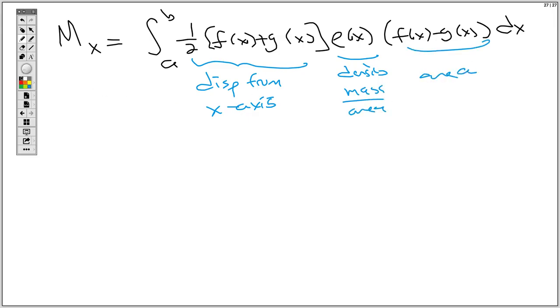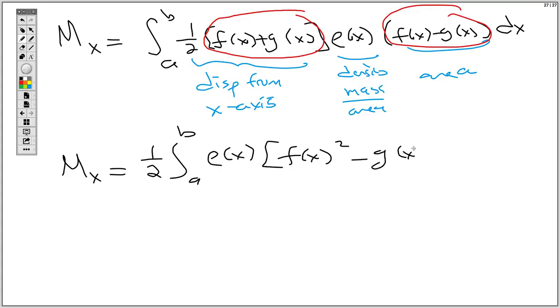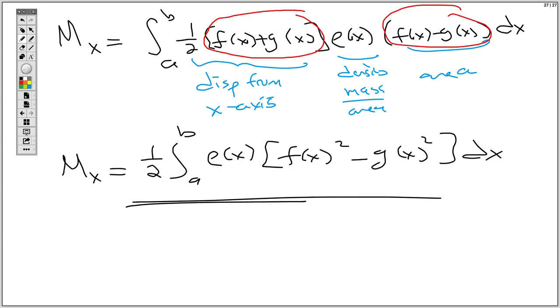Now we can clean this up a little bit. We can pull the 1/2 out front, integral from a to b, rho of x, and you notice what we have here, a very convenient difference of squares. And that's your M sub x. And so then to get your center of mass, x bar is your M sub y over M, y bar is your M sub x over M.